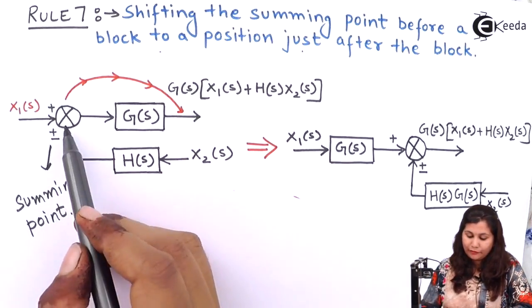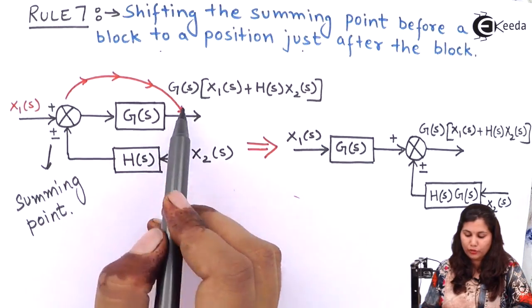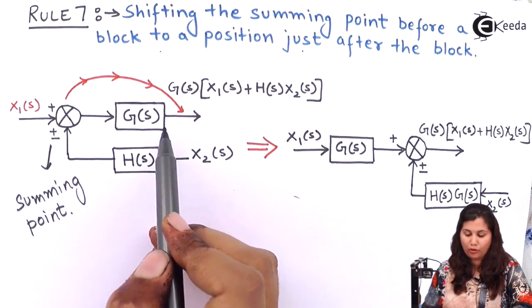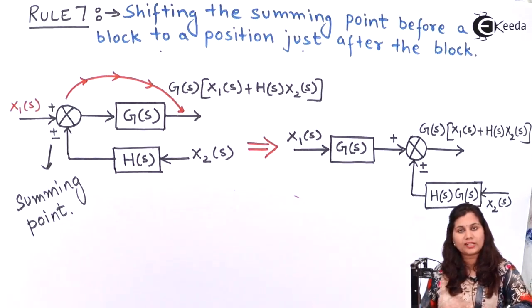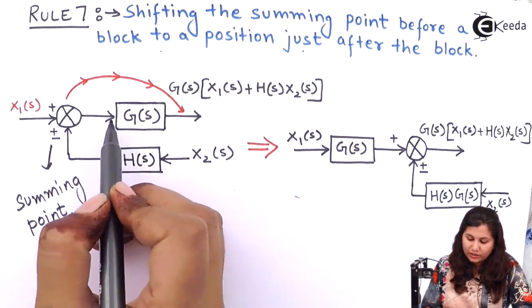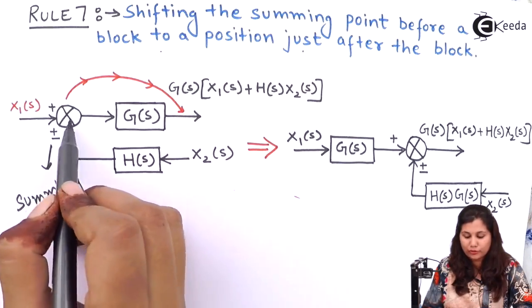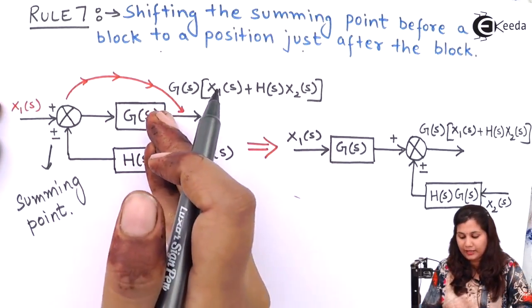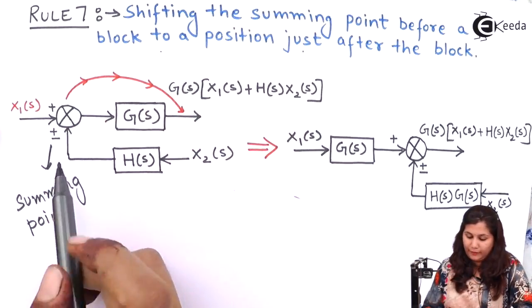And you have to shift this summing point from a position before a block to a position after a block. Don't get confused about what is before a block and what is after a block. Just see the direction of the arrows, because arrows show the direction of flow of the signal. So this is before, because the arrow is inwards to the block, and this direction of arrow shows after the block.